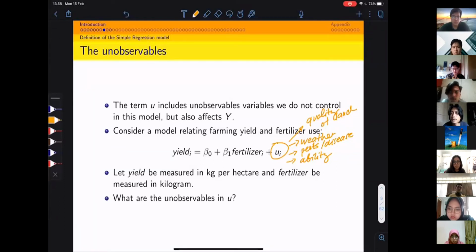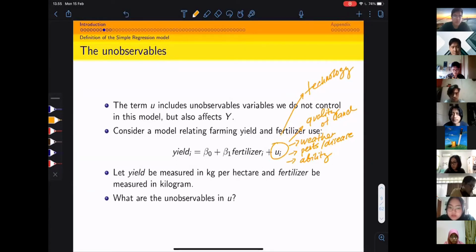Okay, David, and then the last one will be Matthew. Go ahead. Maybe it may be affecting the yield, the technology used by the farmers. If it is more advanced, then the yield will be much higher. Yeah. Okay, very good, David.